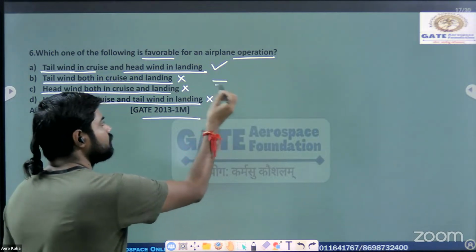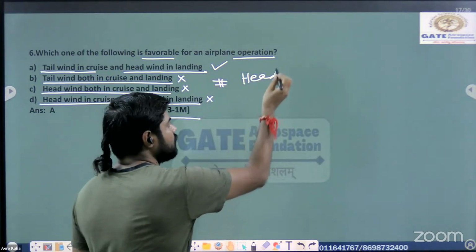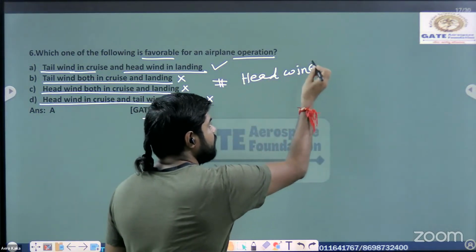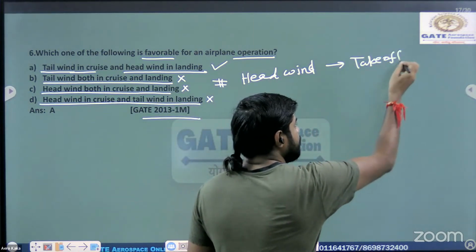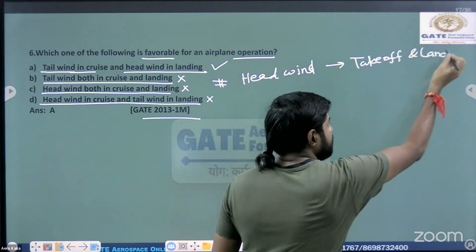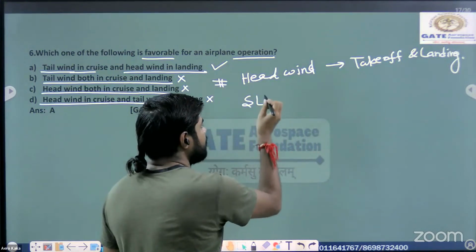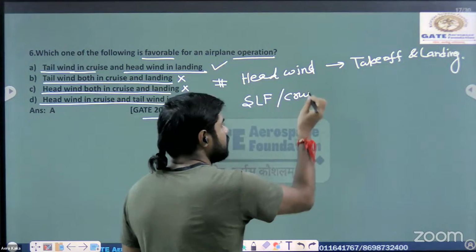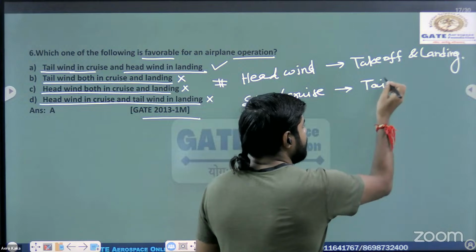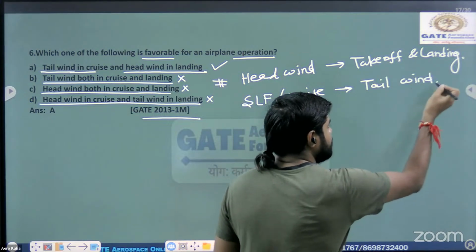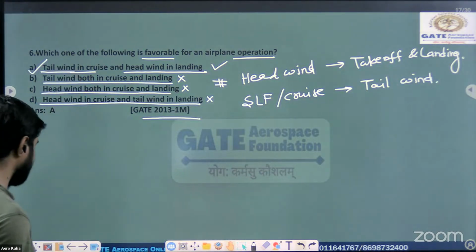So if you want to write down something, you can write one statement like this: headwind is favorable during takeoff and landing, while during steady level flight or cruise flight, your tailwind is favorable, or desired. So option A is correct here, right? Check.